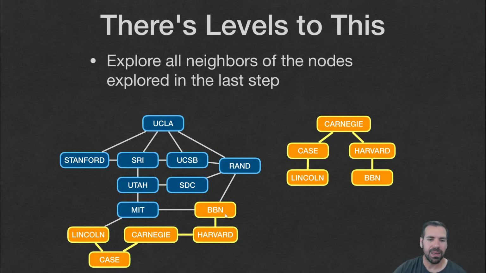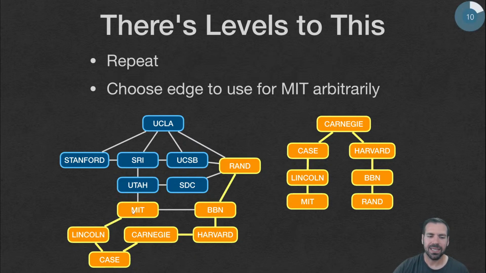And then Lincoln and BBN get to fight over MIT, over which one gets to explore it. One of them is going to get there first, and the other one's not going to be able to. Let me just get the visual on there. So I'm going to say Lincoln gets MIT and BBN gets Rand. So Lincoln is going to visit MIT and explore it, add it to this graph, and say that it's been explored.